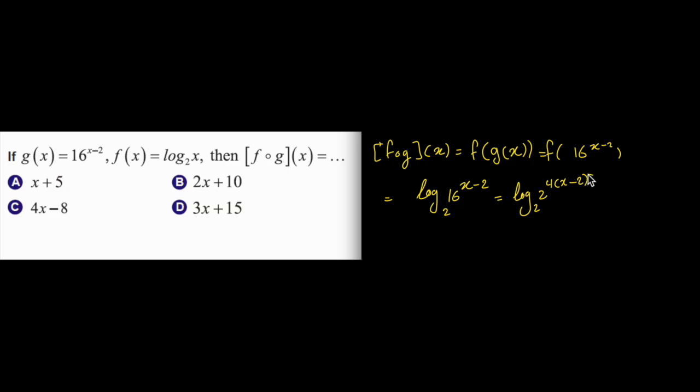Okay, now we can write this exponent at the front of the log. So it will be 4 times x minus 2, times log 2 to the base 2. And as we said before, log 2 to the base 2 equals 1. And multiply 4 times x, which equals 4x, and 4 times negative 2, which equals negative 8. So the final answer is 4x minus 8, which is C.